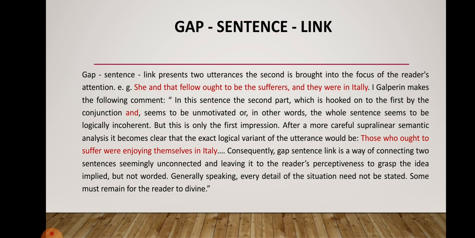In this sentence, the second part, which is hooked on to the first by the conjunction "and," seems to be unmotivated, or, in other words, the whole sentence seems to be logically incoherent. But this is only the first impression. After a more careful supralinear semantic analysis, it becomes clear that the exact logical variant of the utterance would be: those who ought to suffer were enjoying themselves in Italy.